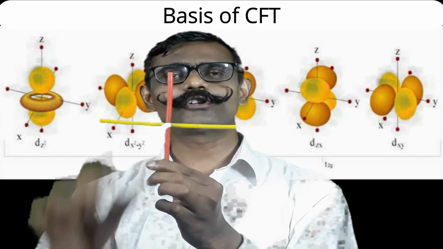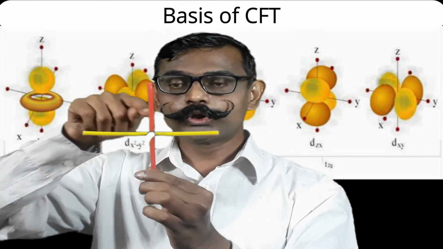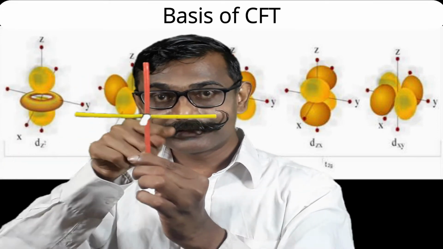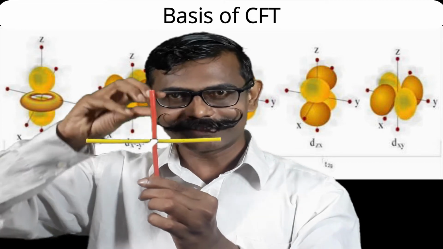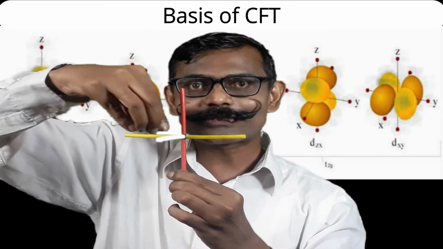Let us understand these orbitals again. The first orbital is the dz square orbital. The lobes are along the z-axis, see here. Plus, like a donut, the ring structure is there. That ring structure is in this xy plane.